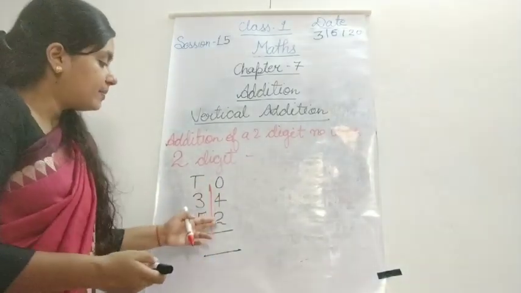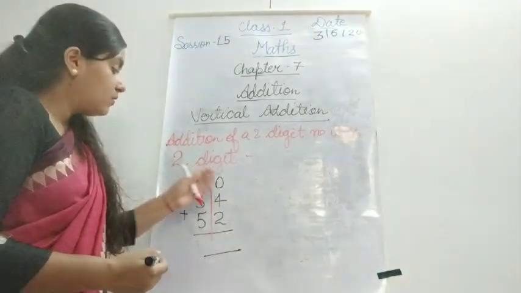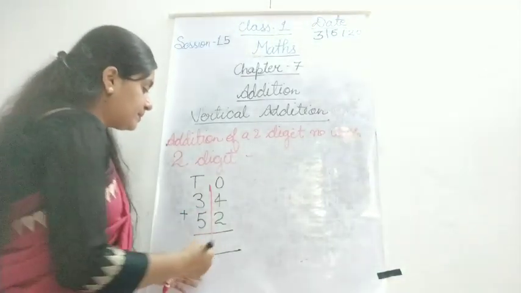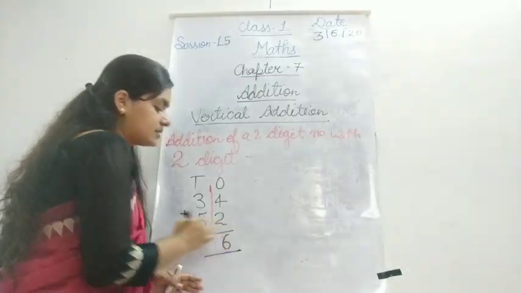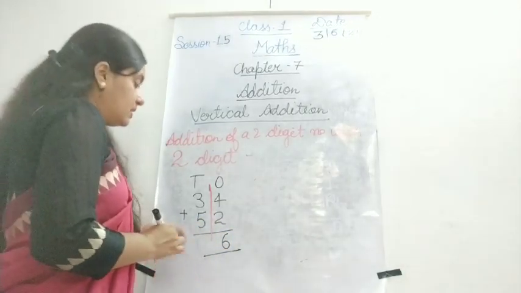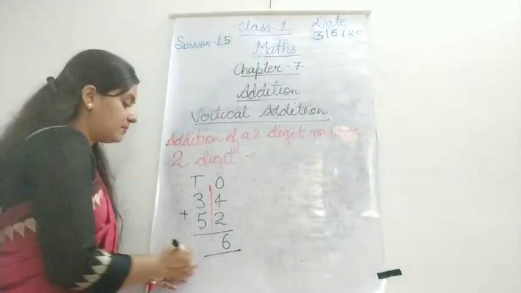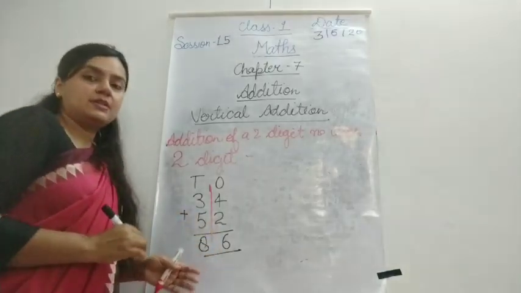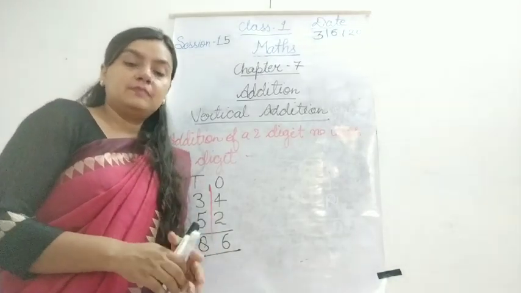Okay? So 4 plus 2, what answer will come here? Here will come 6. And 3 plus 5, what answer will come here? It will come 8.